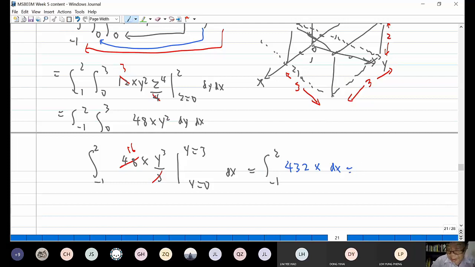Then integrate one more time. 432 x squared over 2 now. X from -1 to 2. So this 432 times, 2 squared is 4, right? Then afterward, 4 minus 1. So 432 times 3 over 2, okay, times 3 over 2. Then get the answer 648.